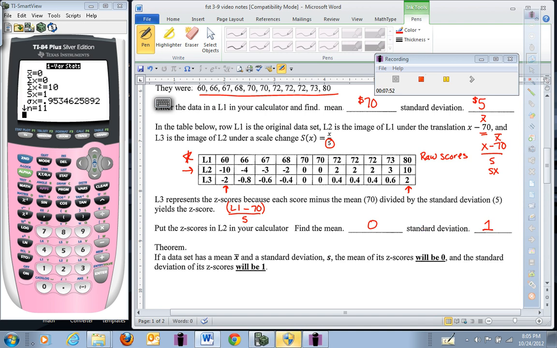So anytime we have a data set and the mean is x bar and the standard deviation is s, the mean of the z-scores will be 0. Did we get 0 for the mean of the z-scores? And the standard deviation of the z-scores will be 1. And that's the standardizing of them. We call it the standard score. That's when we standardize them and make them so that the mean is 0 and the standard deviation is 1. Okay, well, let's do some examples.